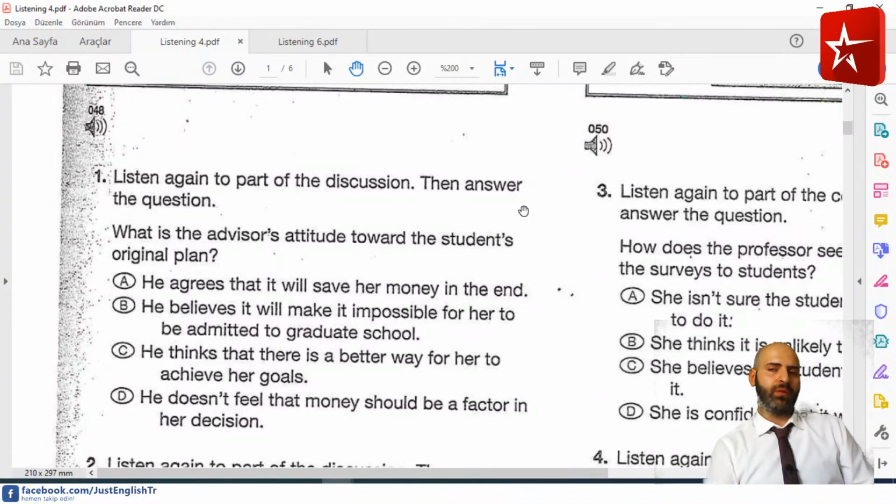Maybe we can go over each question one by one. A says he agrees that it will save her money in the end. Is this answer correct or incorrect? If incorrect, why incorrect?